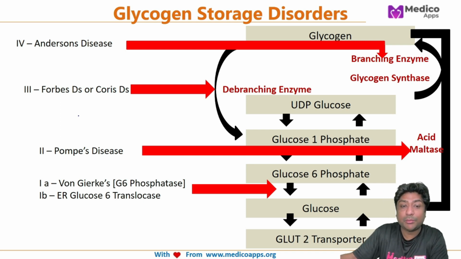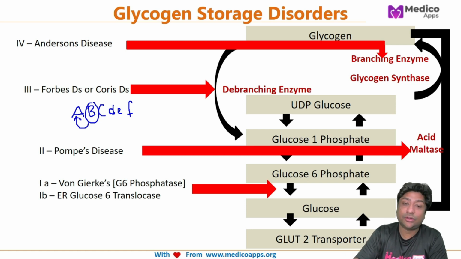So let me tell you a mnemonic. This mnemonic is very simple: A, B, C, D, E, and F. B stands for branching enzyme deficiency, and branching enzyme deficiency leads to Andersen disorder. DE stands for debranching enzyme deficiency, and this will lead to Cori's or Forbes disorder. Very easy to understand. Cori's or Forbes is type 3, and Andersen's is type 4.